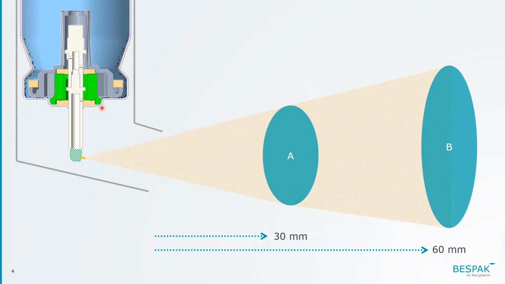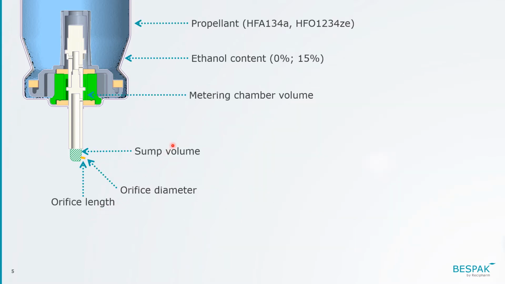This is a cutaway view of a PMDI valve, canister, and actuator. Spray area specifications at 30 mm and 60 mm from the actuator mouthpiece must be met for regulatory approval. These device and formulation variables can affect spray performance and were all variables in this study.